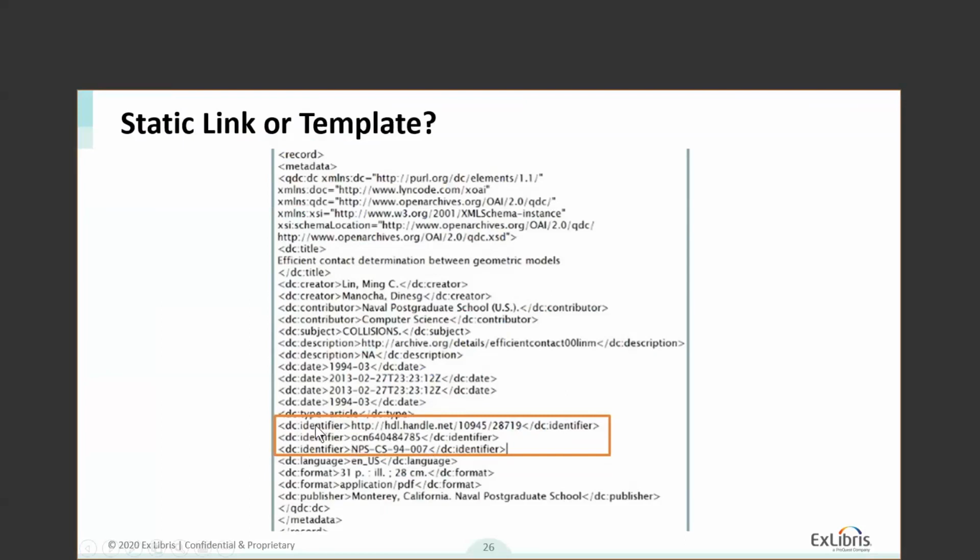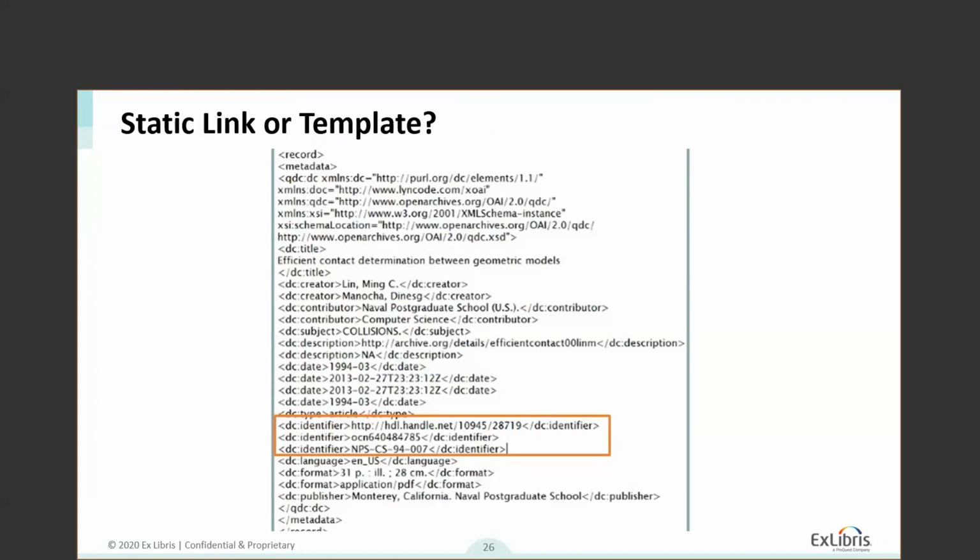So say we only had this top DC identifier. There was only one DC identifier in the record. It had the URL, and you knew that it was consistent across all of the Dublin Core records. So all of your records in your external repository have one DC identifier, and that DC identifier contains the URL. In that scenario, you could use this static link, and you could say, okay, we're always going to look at DC identifier, and it's always going to have the URL, and that's what we're using to create the link.